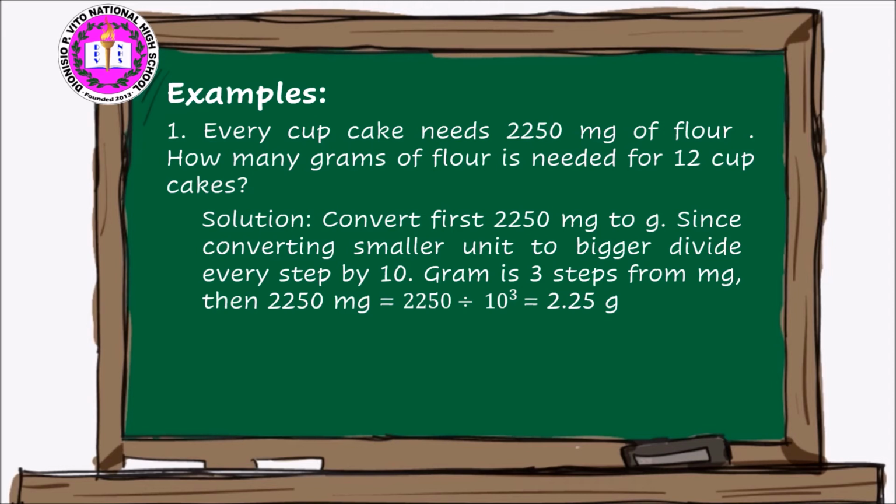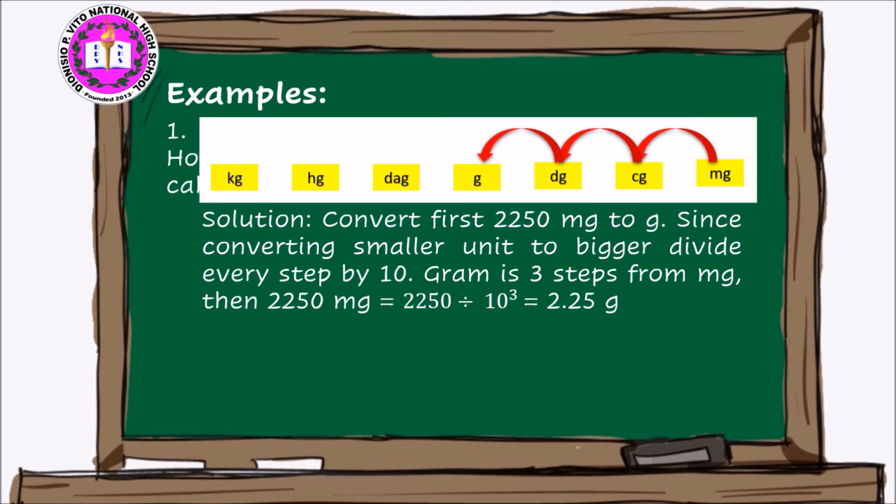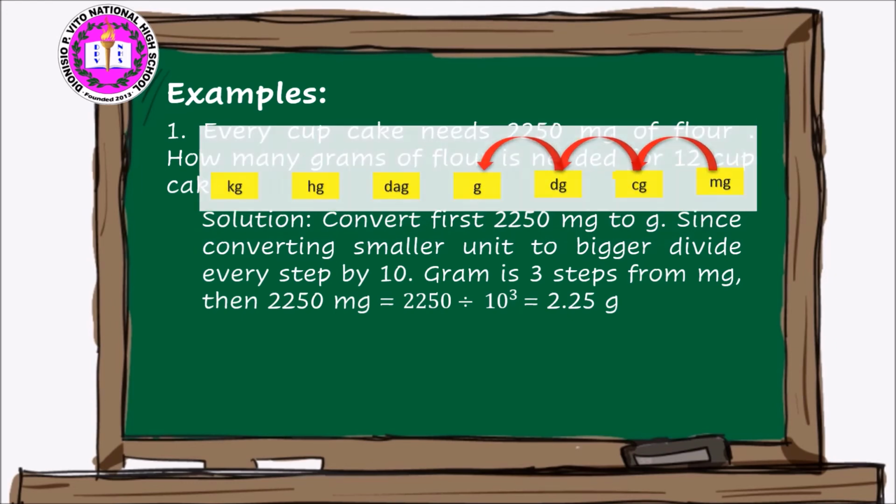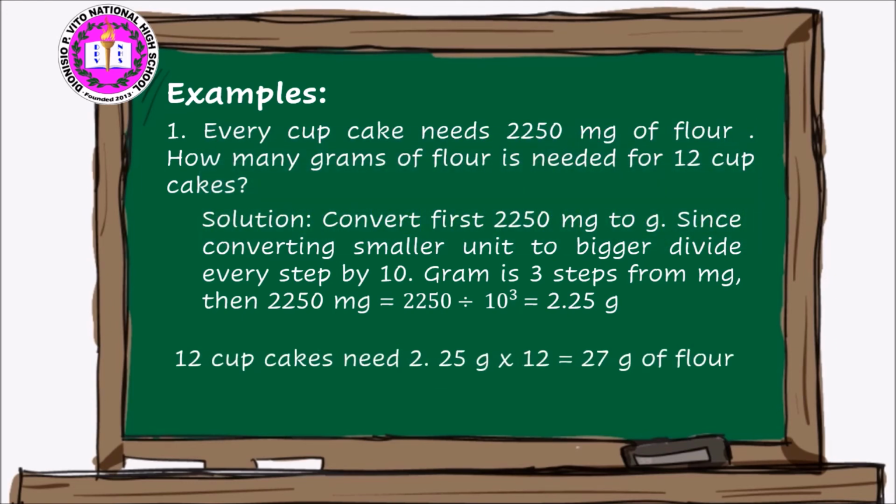Then 2,250 milligrams is equal to 2,250 divided by 10 cubed, which is equal to 2.25 grams. Therefore, 12 cupcakes need 2.25 grams times 12, which is equal to 27 grams of flour.